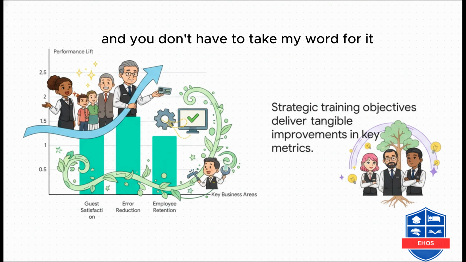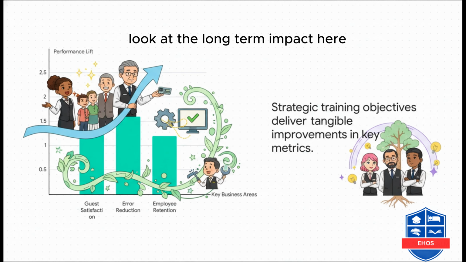And you don't have to take my word for it. The data speaks for itself. Look at the long-term impact here. When your training is strategic, when it's built on clear objectives, what happens? Guest satisfaction goes up. Error reduction goes up too. Well, the reduction part does, which means errors go down. And maybe most importantly, employee retention improves. You have a team that is skilled, confident, and wants to stay with you. It really is a win-win-win.